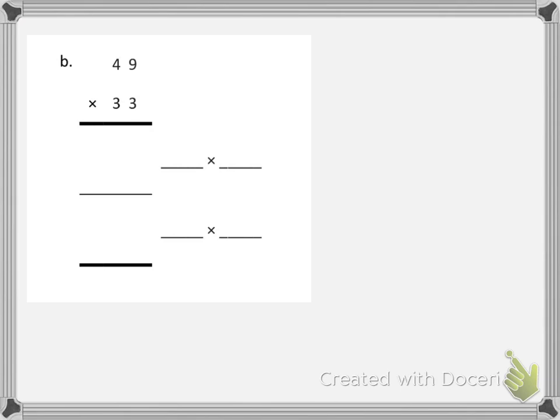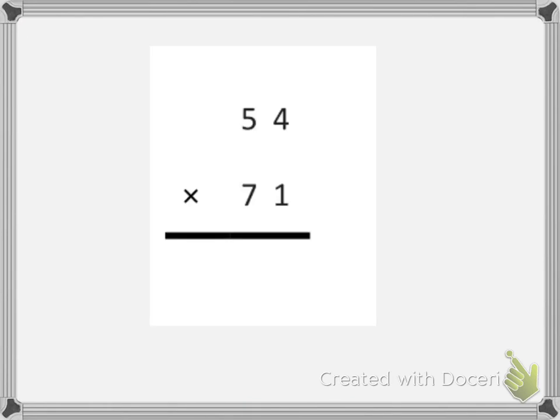49 times 33. Now you're doing 2 partial products. Remember to bring in your work tomorrow to show me. And the next one, 54 times 71. And this one, you can use your 2 partial products, your 4 partial products, your area models, whatever you think is comfortable to help you solve this, whatever you feel comfortable. But remember, I want to see your work tomorrow.